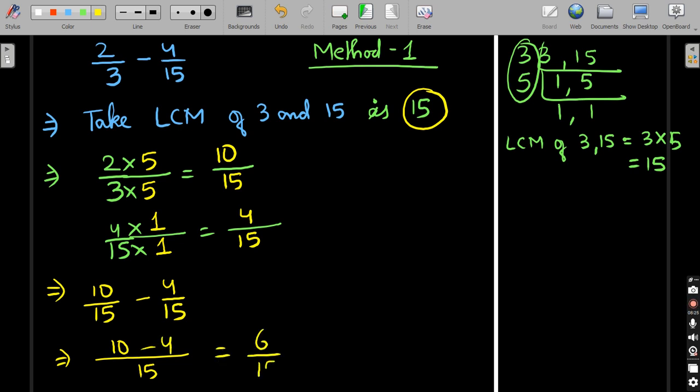10 minus 4, 6 by 15, I got the answer. Now can you tell me whether it is an equivalent form or standard form? Equivalent form means the number which we can solve further. A standard form means which we can't solve. Now let us check 6 by 15.